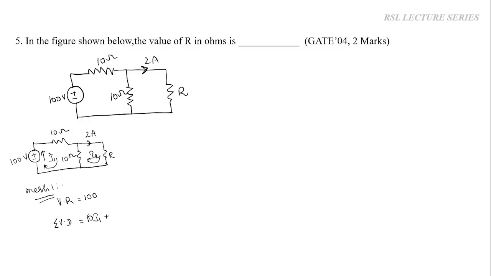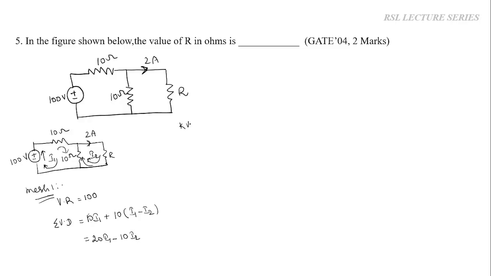In mesh 1, the current I1 is flowing in the downward direction. In mesh 2, current I2 is flowing in the upward direction. That is, both are in opposite directions. So the net current can be I1 minus I2 or I2 minus I1. While writing for mesh 1, we have to consider this as I1 minus I2. If we are writing for mesh 2, then we have to write it as I2 minus I1. Now on simplification, we get 20 I1 minus 10 I2. This is the sum of the voltage drops.